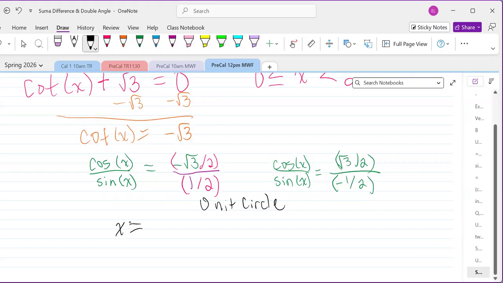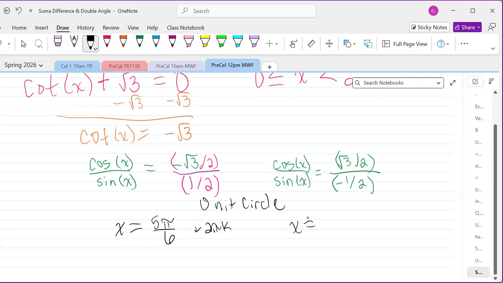So I can literally find where is cosine negative, that's the left side. Where is sine positive? This is quadrant 2. So long cosine, short sine. This is 5 pi over 6. And then technically this is where our plus 2 pi k shows up.